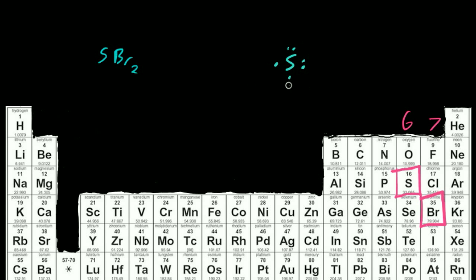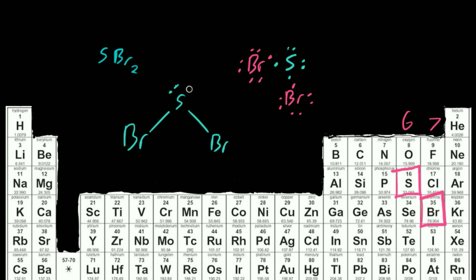And then we're going to be bonded with 2 bromine atoms. So the bromine will be right here, and we can start drawing the bromine electronic structure too, like that. Br. So this is what the electronic structure is going to look like, and you can see where our bonds are going to form. And the bond is going to look like this, and we are going to have 2 lone pairs around our sulfur atom.